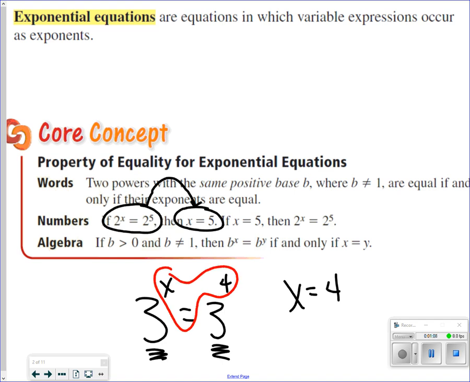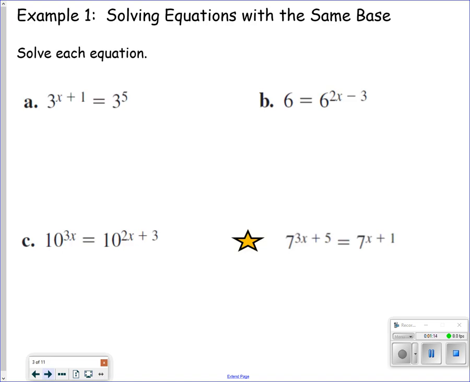And in this class, we'll do a lot of equal signs. So if the bases are equal, exponents will then be equal. The key part about this is the bases have to be the same. So 3 raised to the x plus 1 equals 3 raised to the fifth, then x plus 1 would equal 5. And then you just go back to your Algebra 1 skills from Chapter 1 and solve.